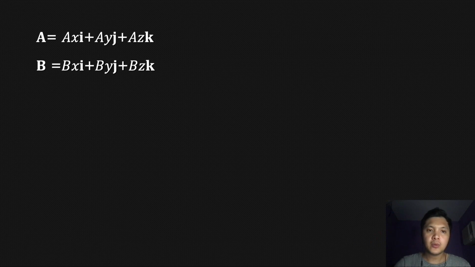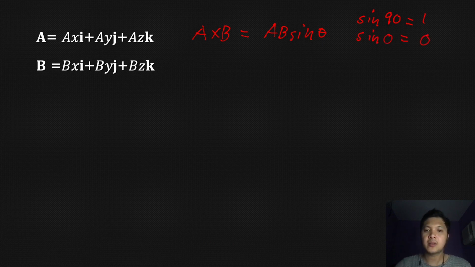If we want to know A cross B, we have to follow this process. Now since A cross B is equal to AB sine theta, if theta is 90, sine theta is equal to 1, right? And if theta is 0, sine 0 is equal to 0.